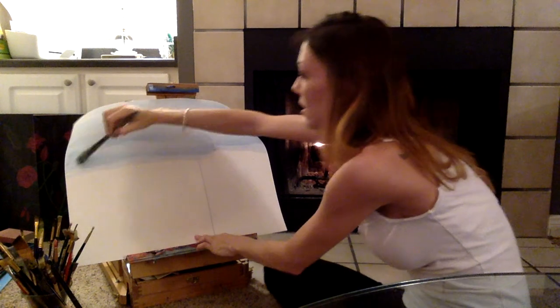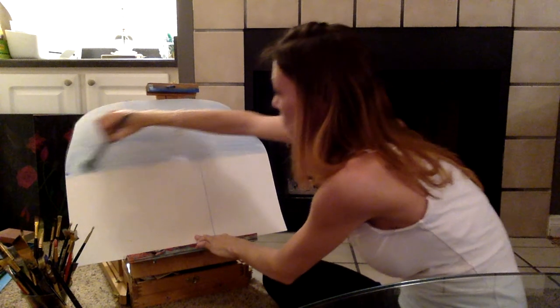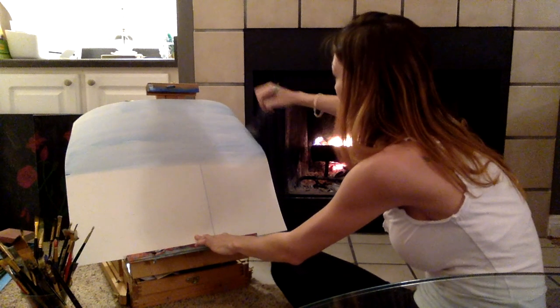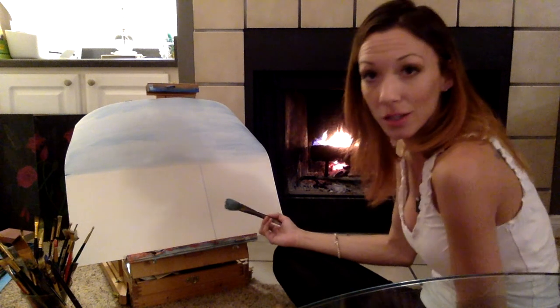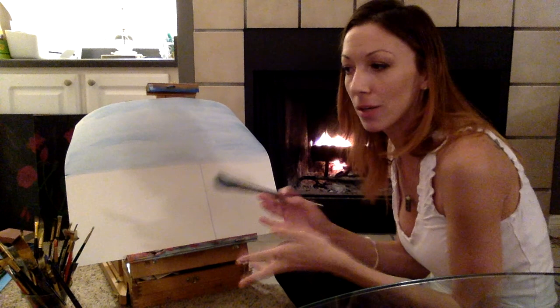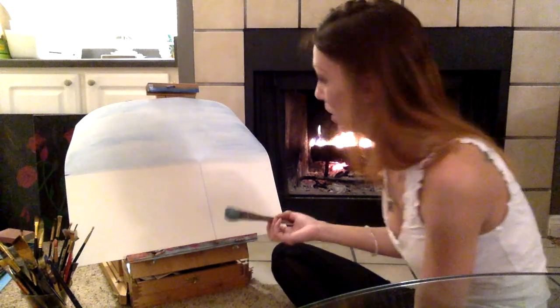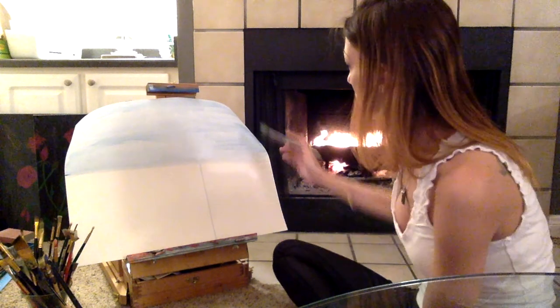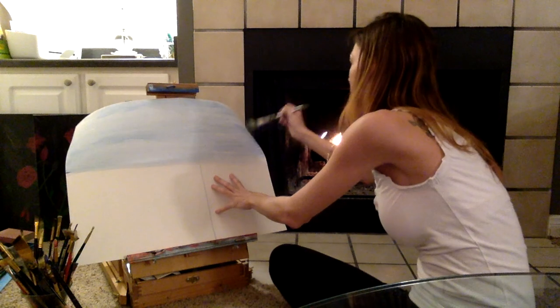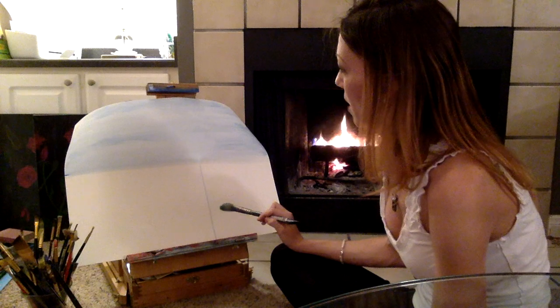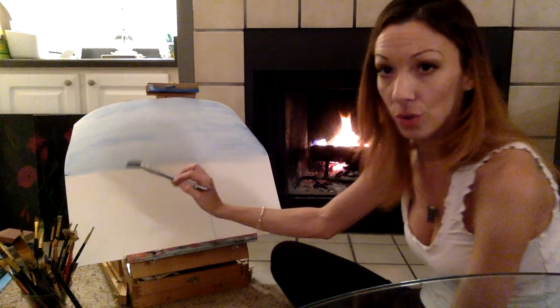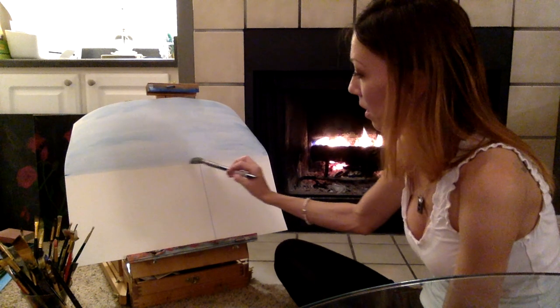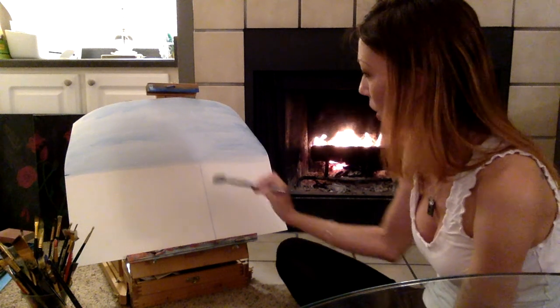Now there are different types of shapes. There are rectilinear, which means it's a shape that has straight lines. So your squares, rectangles, triangles, and whatnot. So I have a rectangle here. But there's also a line here. It's a straight horizontal line, and this will separate my sky from whatever I do down here.